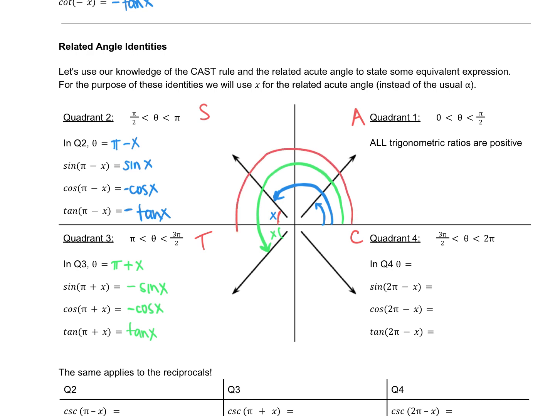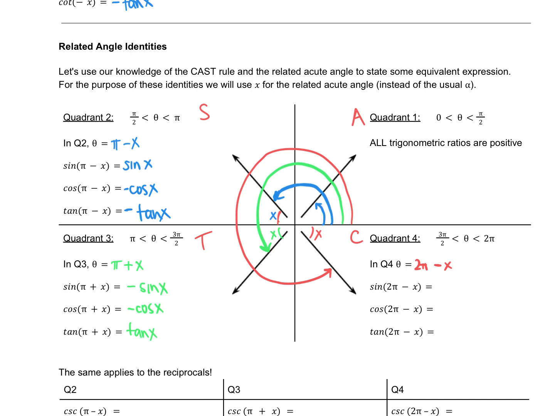Finally, we go to quadrant 4. Here's our little helper x angle, the related acute angle. Here, theta is 2 pi subtract x. Just a reminder that when you're finding these angles, it's always with reference to the x-axis because our little related acute angle is glued to the x-axis, not the y.